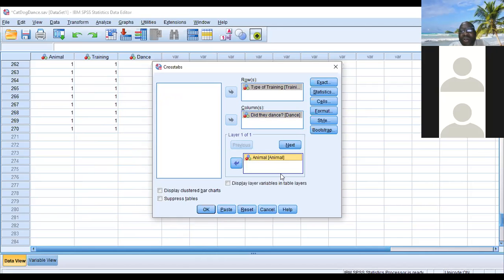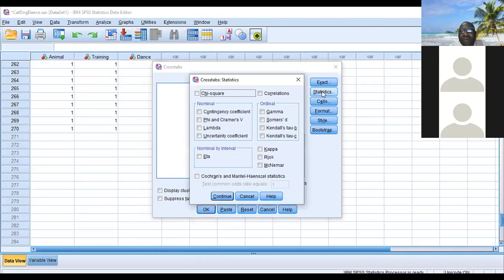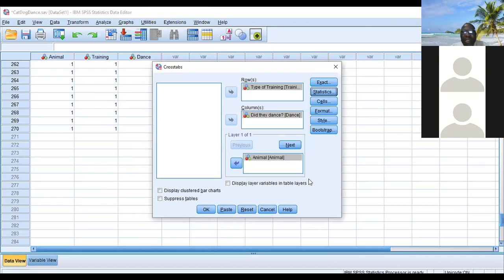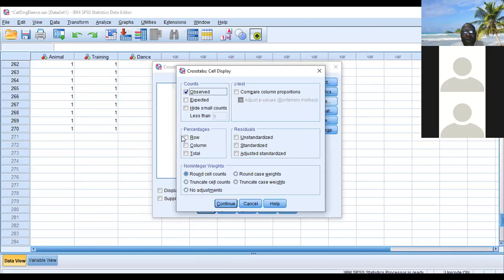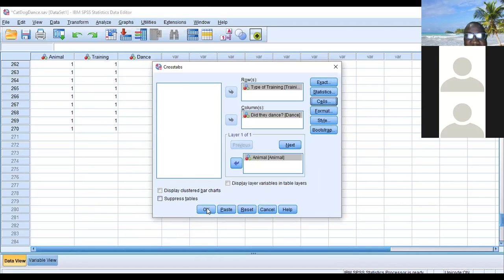So you can click on Statistics. Click chi-square. Close it. You can put Cells. Row, yes, interested in row. Just say continue. Let's just see, before we go into the log linear, to explore it.